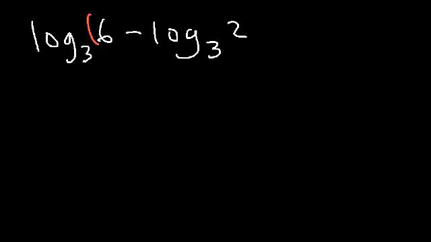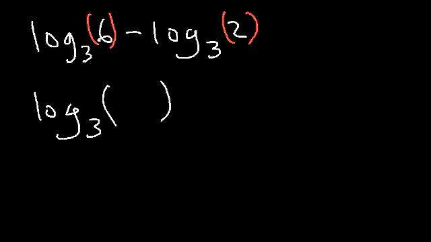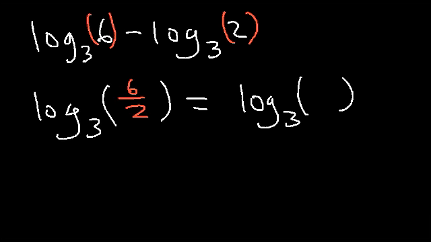Simplify the following log expression. How would you simplify it? What's log base 3 of 6 minus log base 3 of 2? Whenever you wish to subtract two logs, you can combine them into a single log by means of division. So it's equivalent to log base 3 of 6 divided by 2. 6 divided by 2 is 3.